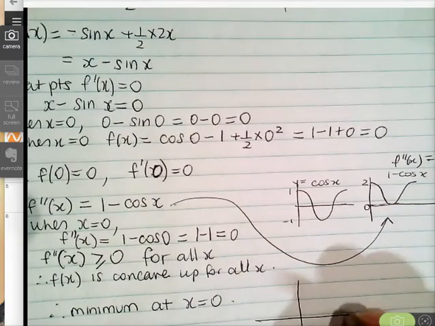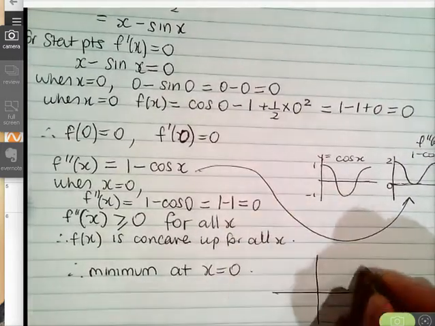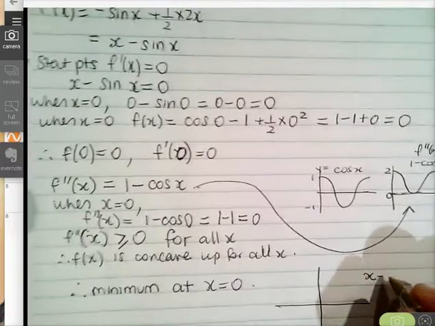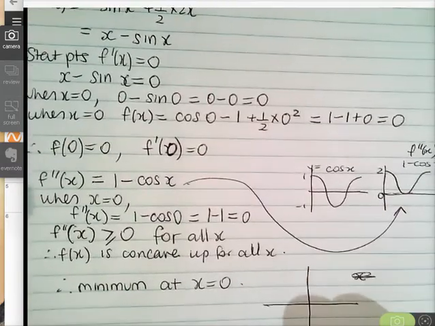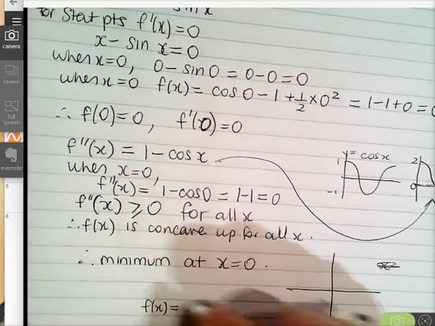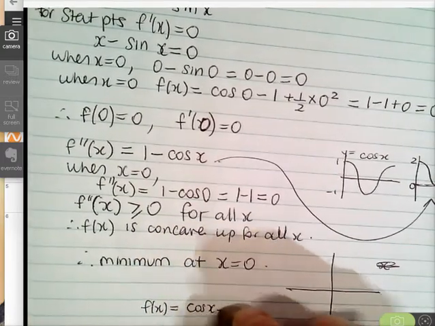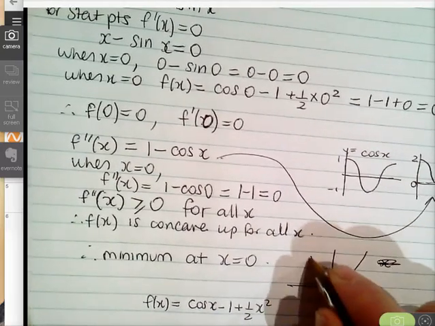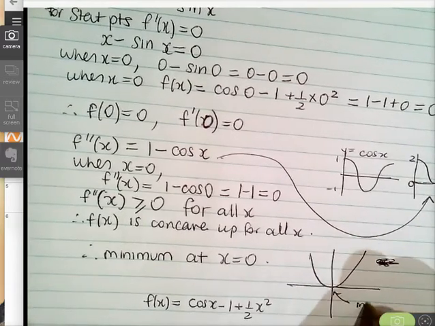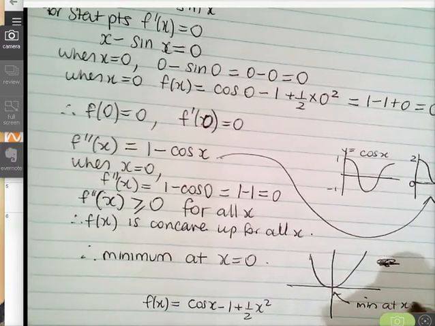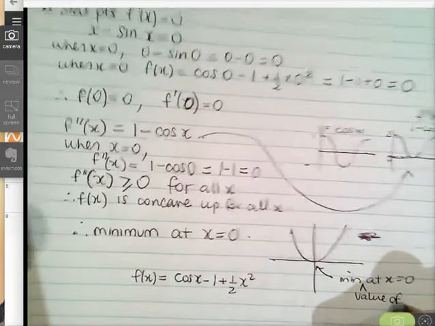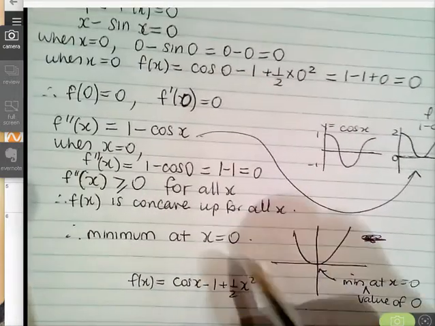So if I look at my function in x, which I've got up here, cos x minus 1 plus a half x squared, I don't know exactly what it looks like, although we did see it before, but we know that we've definitely got a minimum at x equals 0, a minimum value of 0 at x equals 0. So that's what our function will look like.